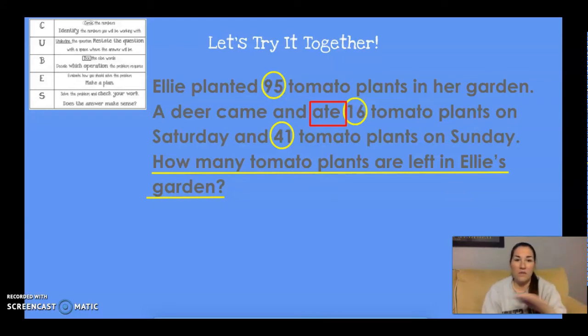So looking at the story again, it says Ellie planted 95 tomato plants in her garden. A deer came and ate 16 tomato plants on Saturday and 41 tomato plants on Sunday. How many tomato plants are left in Ellie's garden? So now I see the important parts of the story problem. That next step is to evaluate and make a plan. We said that important word is ate, so that means we're taking some away.